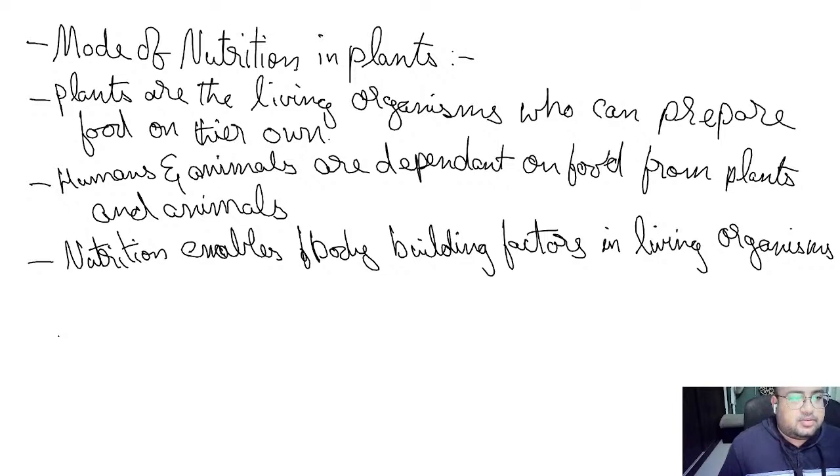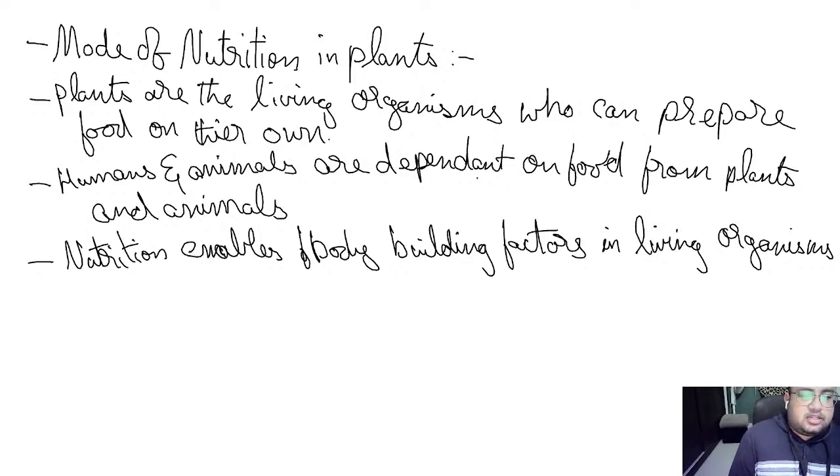Okay, I'll explain once again. So we're discussing the mode of nutrition. How is nutrition extracted? That is what mode of nutrition is. But before getting into that, I'll give you a simple introduction to mode of nutrition in plants. Plants are the living organisms that can prepare their food on their own. They're not dependent on any other living organisms for food. They prepare their own food.